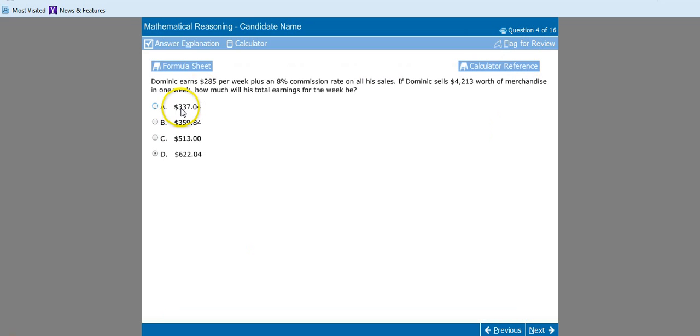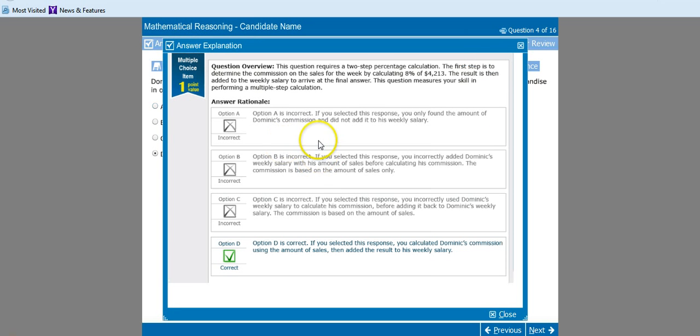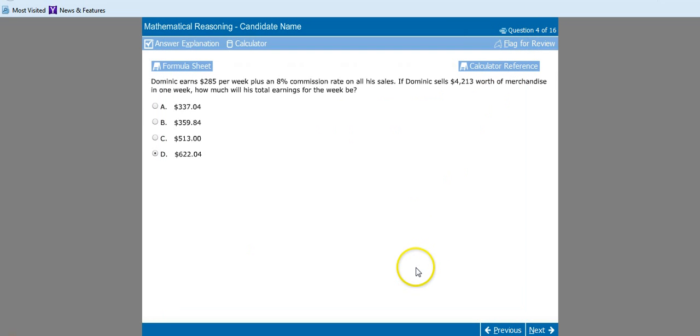Now, if you take the $337 answer, it explains that if you select this response, you only found the amount of Dominic's commission and did not add it to his weekly salary. Well, this is what happens when you're on this test and that pressure gets going. But again, I prepare you in such a way that when you get to this test, you're actually ready for it and you can go ahead and knock it out.